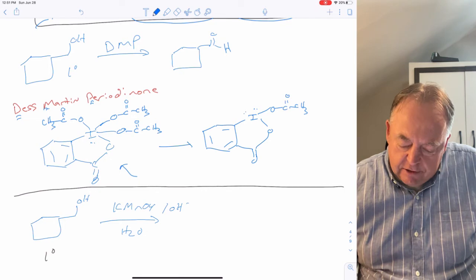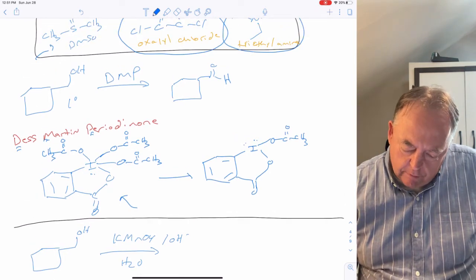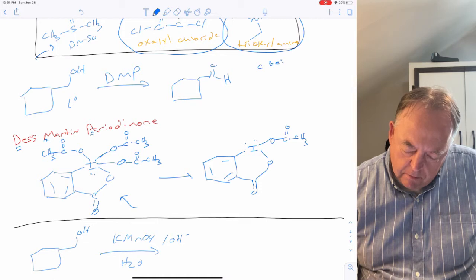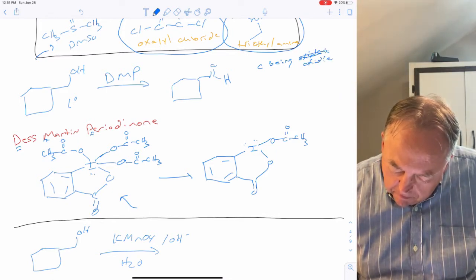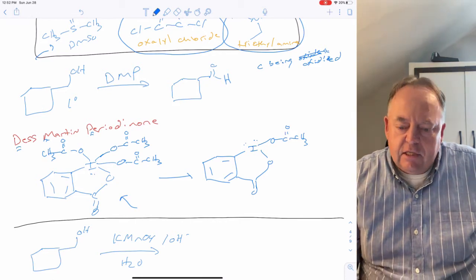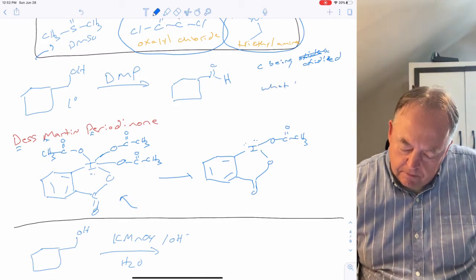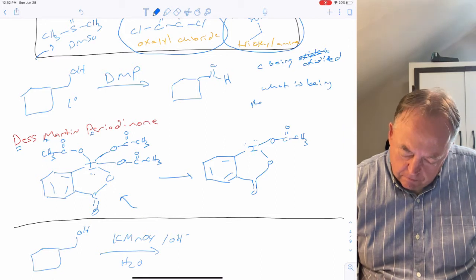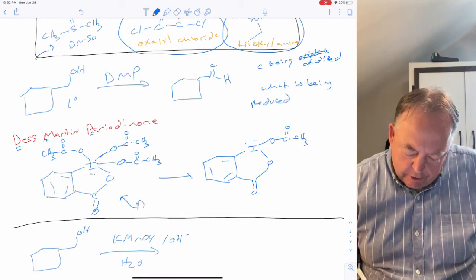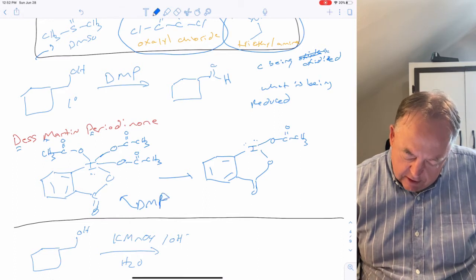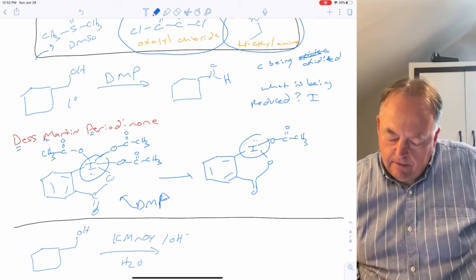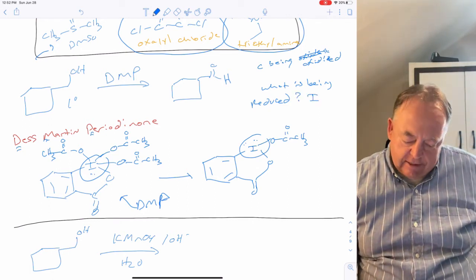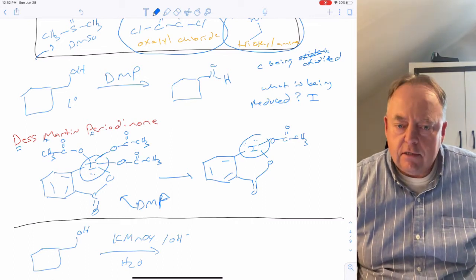So we're not going to get into the mechanism, but one thing to recognize, so the carbon's being oxidized. So if something's being oxidized, then something has to be reduced. So what is being reduced? Well, it's the DMP reagent, and specifically the iodine is being reduced in the process. So that's your oxidizing agent. So DMP is reduced, and the alcohol is oxidized.